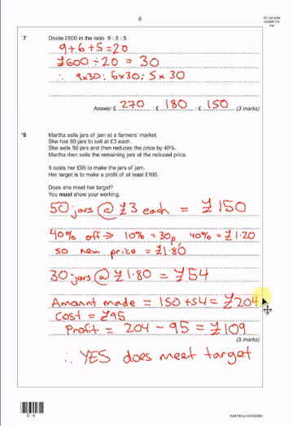But the question tells me here that it cost her £95 to make it. So the profit must be how much she made take away how much it cost her to make it. So 204 minus 95 equals 109. Her target was £100, therefore, yes, she does meet her target. And she's very happy, as are you, because you've just got 5 marks.